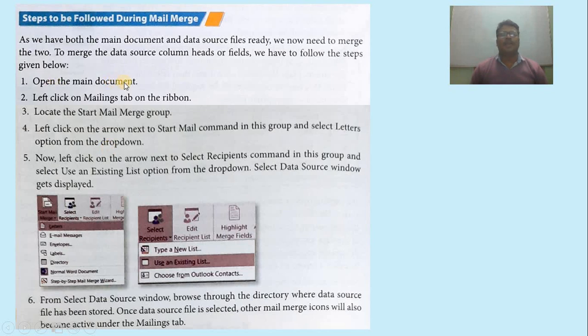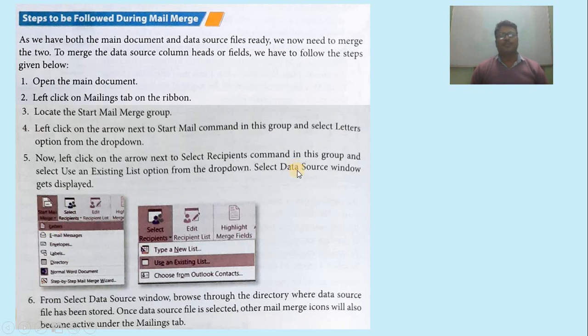We will open the main document. After that we will go to the Mailing tab. In the Mailing tab we will get the Start Mail Merge group, this one, and here we will choose the type. If we want to create a directory, labels or envelopes we can, but we will discuss letters. Okay, we will choose Letters here.